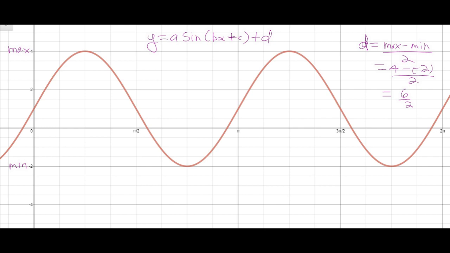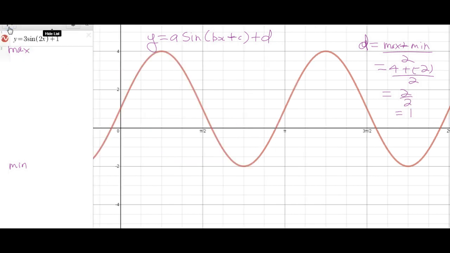Wait. Oh, sorry, I want plus. Yeah, we want the average, right? We want the middle, which is the average. We've got to add the 2 together. So 4 plus -2, which is 2, over 2, which is 1. So you say, okay, so the middle's at 1.